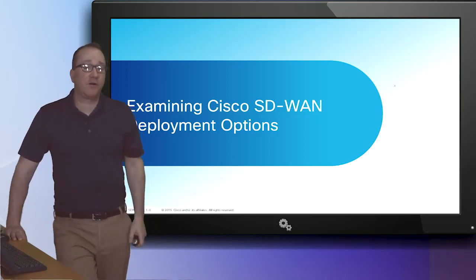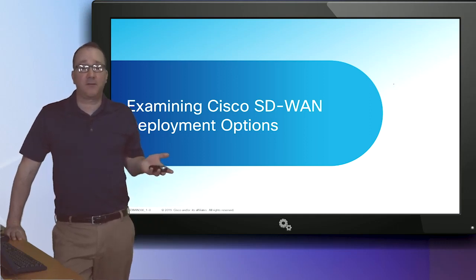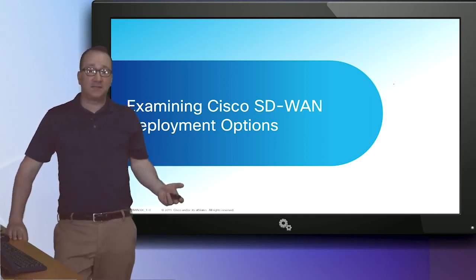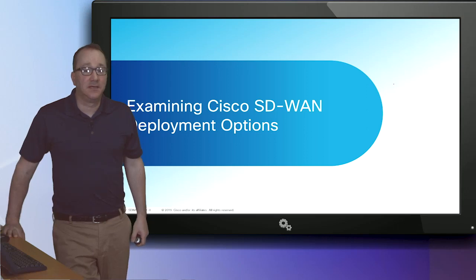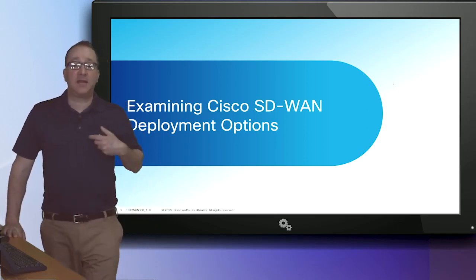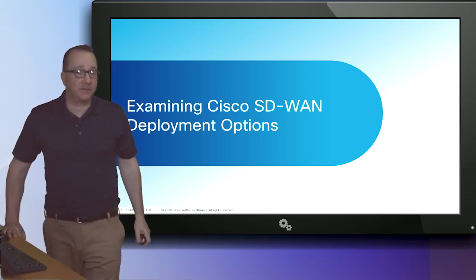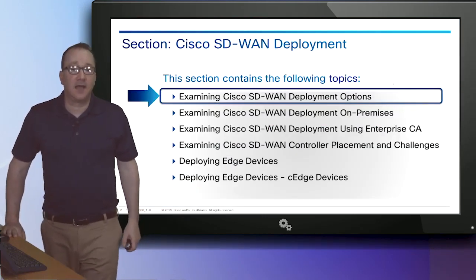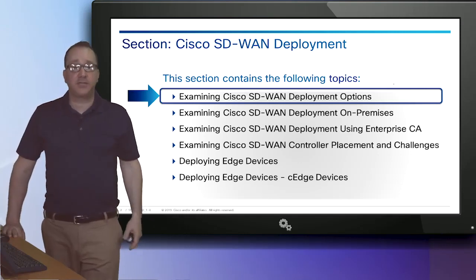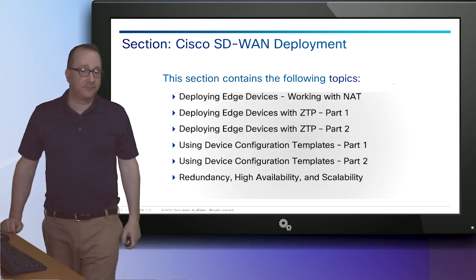And we're going to talk about where we deploy the Cisco SD-WAN controllers, whether we want to install them in the public or a private cloud, or let Cisco manage the servers themselves, as well as how, in a managed service provider scenario, we can set up and use an enterprise certificate authority as opposed to using the built-in trusted certificates. Okay? We're going to start with deployment options, and then we'll go to the on-premise, then using a CA, and then placement challenges, and then the vEdges.